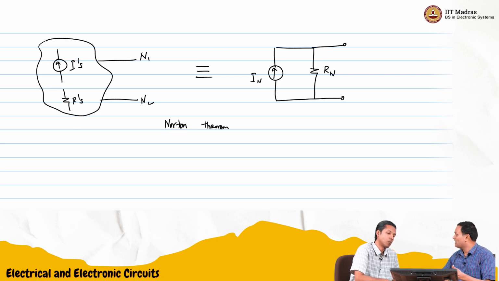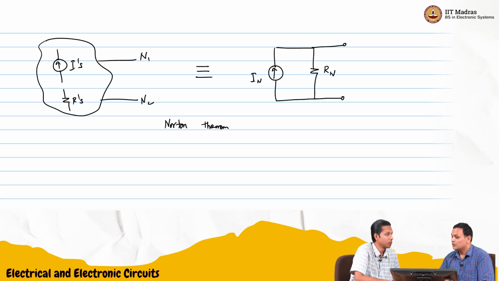So this is all named after the scientists who invented this. Thevenin was one scientist, Norton was another person. But they are both ways to simplify the network. In some cases, current source in parallel with the resistance is easy. In some cases, voltage source in series with the resistance is easy.